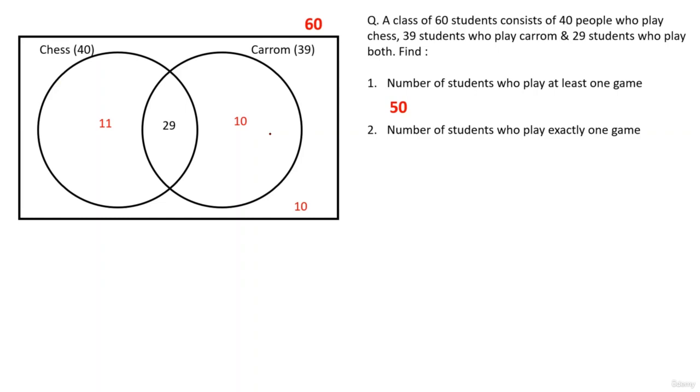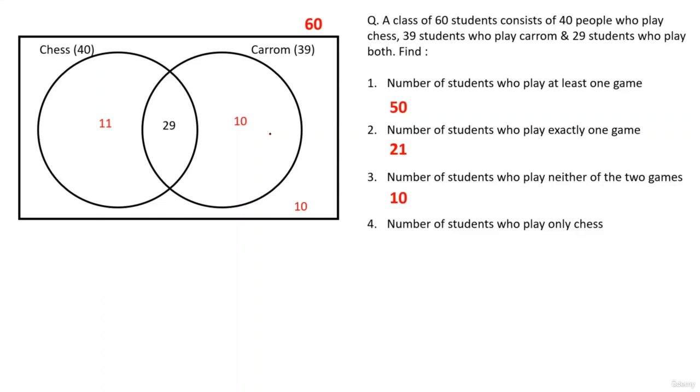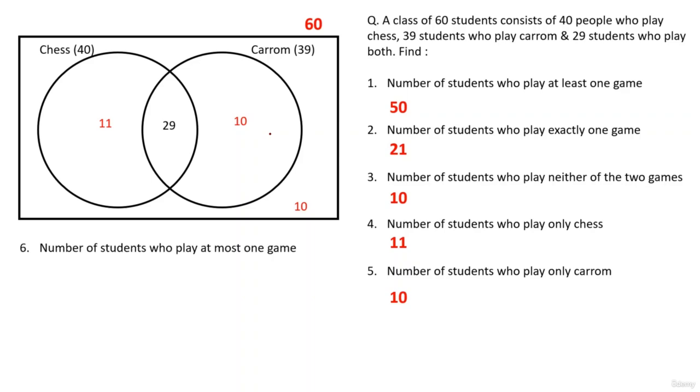Number of students who play exactly one game. Exactly one कौन से होंगे? Those who play exactly chess or exactly carom. 11 or 10. 11 plus 10 gives you 21. Next, number of students who play neither of the two games. We got it as 10, right? And last but not the least, number of students who play only chess. The answer is 11. Wait a minute, we have got surprises. Next question, number of students who play only carom. It's basically 10. आगे बढ़ते हैं guys.